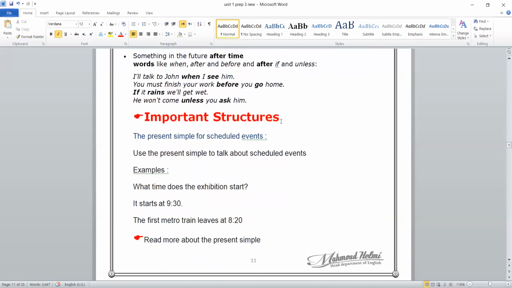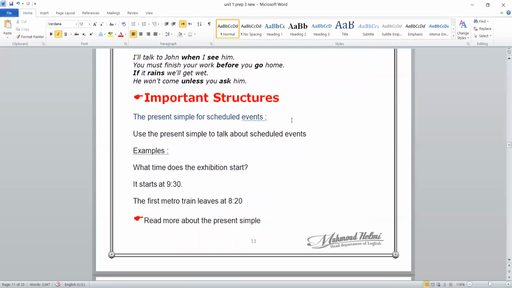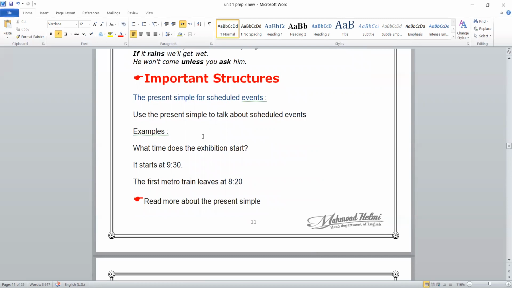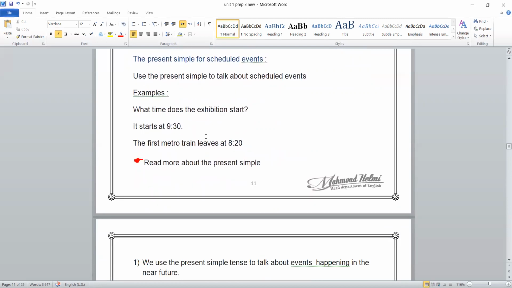Now, important structures. I want you to concentrate on these structures because I think they are new for some of you. The present simple for scheduled events, and this is mentioned in your student book. Use the present simple to talk about scheduled events. Scheduled events here means events that are like a timetable. Example, what time does the exhibition start? Here I'm asking about something that will happen in the near future. Yes, it starts at 9:30. That means that it will start at 9:30.